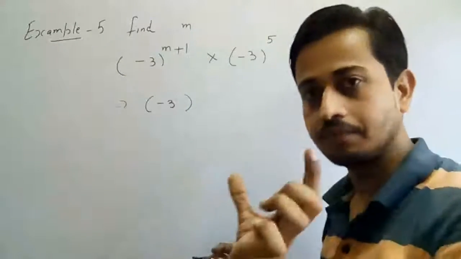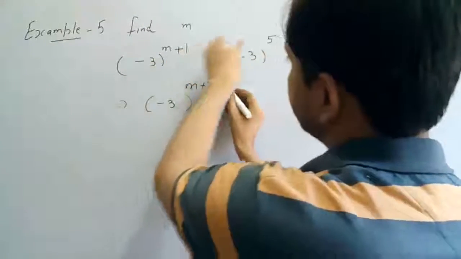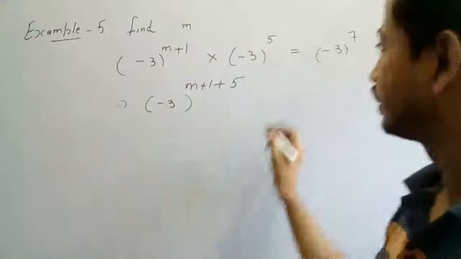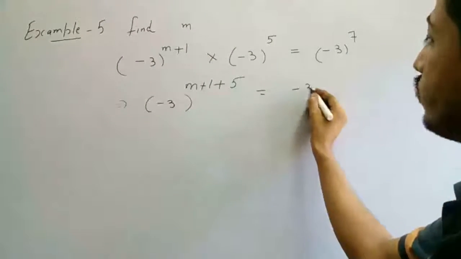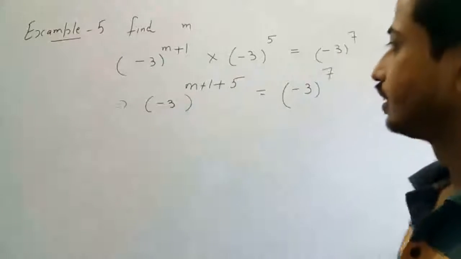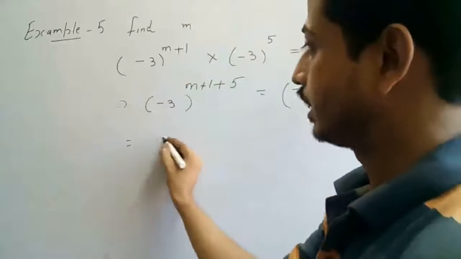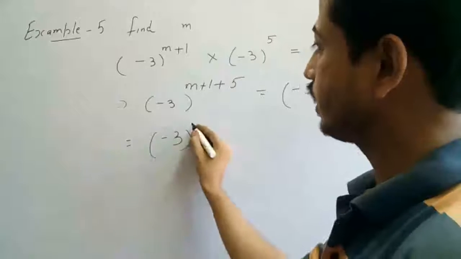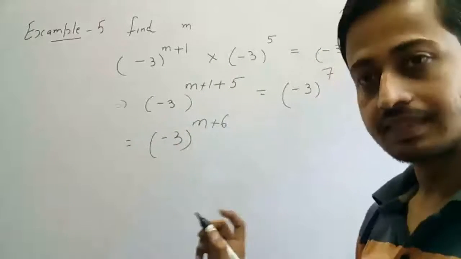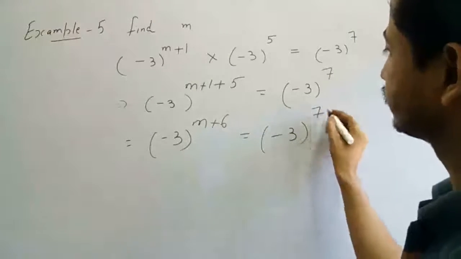Exponents will be same and power will be add. Now the power is m plus 1 and this add with plus 5. It's very simple. And the right hand side you have to write as it is, minus 3 raised to the power 7. Now we can further solve it. Minus 3 raised to the power m, 1 plus 5 we get 6. So m plus 6, which is equal to minus 3 raised to the power 7.